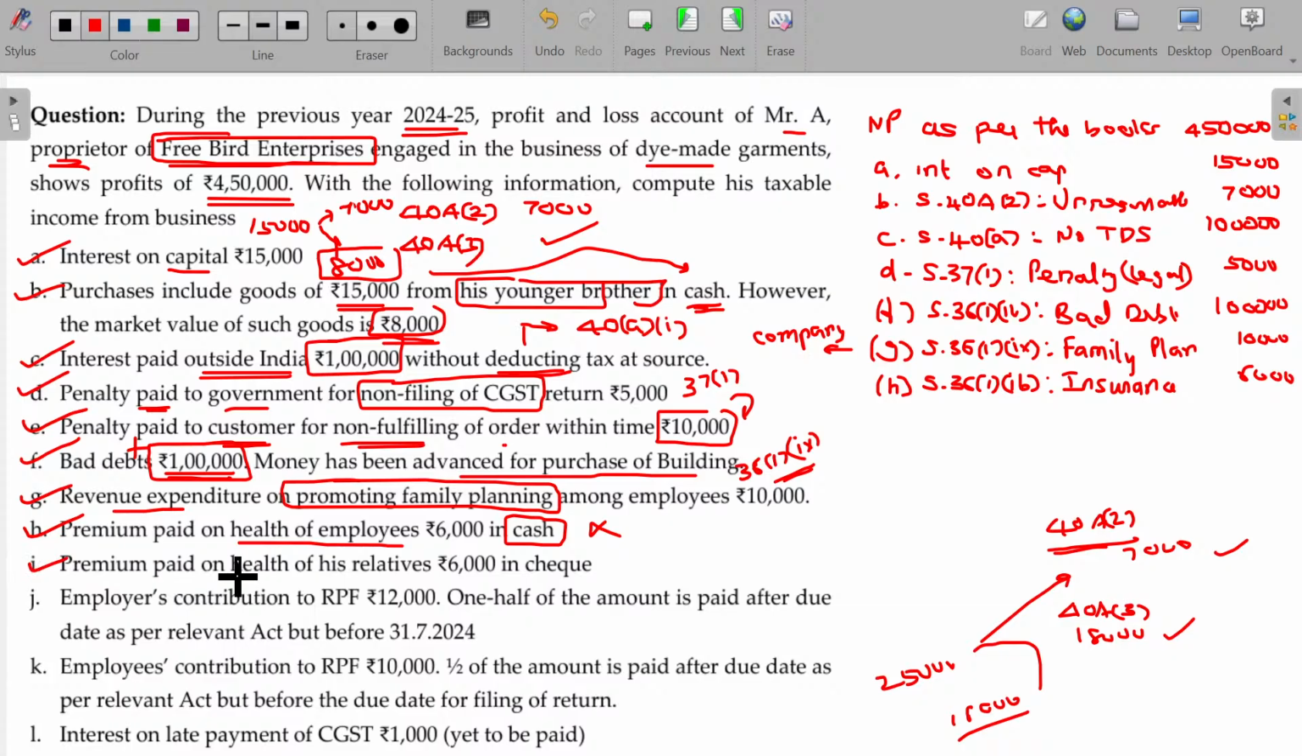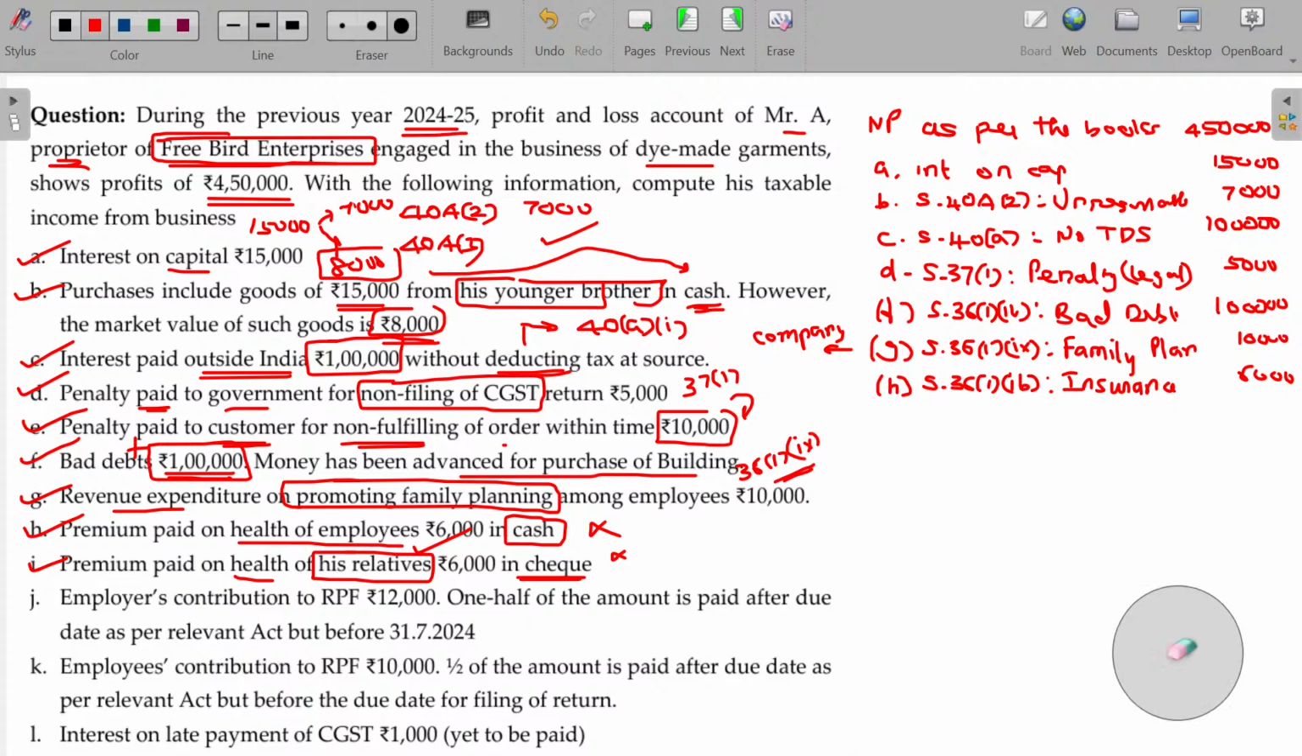I. Premium paid on health of his relatives is also not deductible. Premium is payable only for the health of employees under section 36, clause 1, subclause 1B. Now it is for the relatives, so not qualified to be deductible. H and here I, the same section. Insurance for relatives, not allowable. Add back.